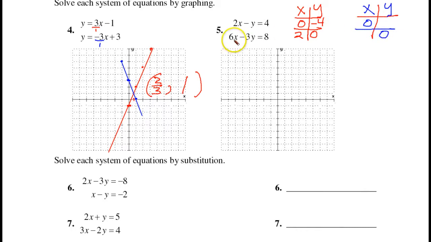Now for this one, if x is 0, this is kind of a hard one to do because that's a negative 8/3. And again, they're giving us some really hard ones to do. I think they would make it easy here. Then if y is 0, our x is going to be 4/3.